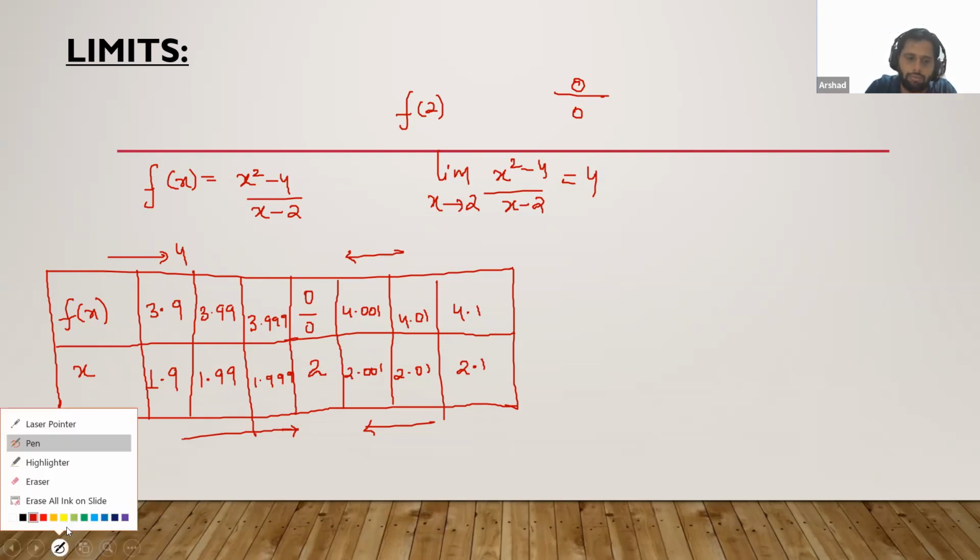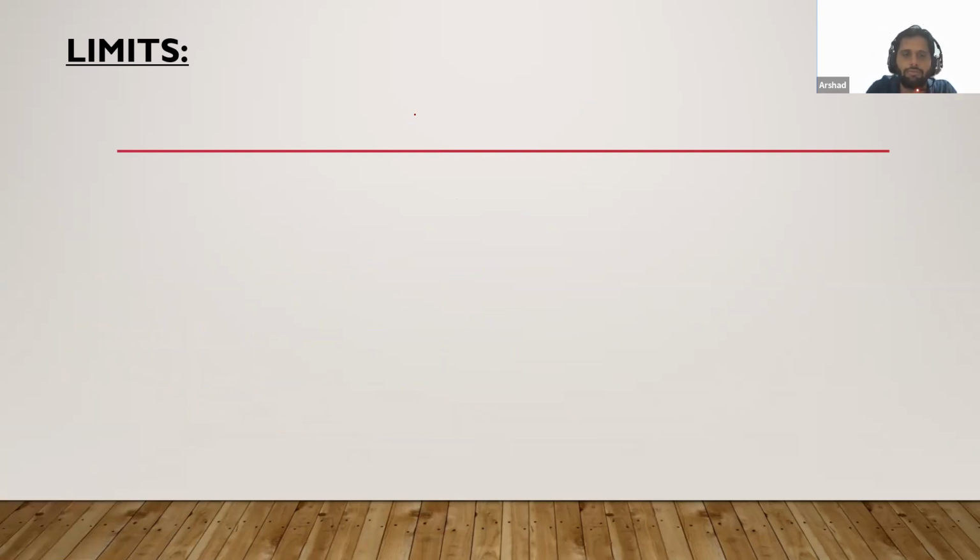There's no need to note this down right now. You can do it later on. Now we have two methods to solve the limit. Hopefully you remember them. First is the LHL and RHL method. Second is the direct method. First we will discuss the direct method, and after that we will do LHL and RHL. I'm again telling you, this is not of class 12. This complete topic is of class 11.